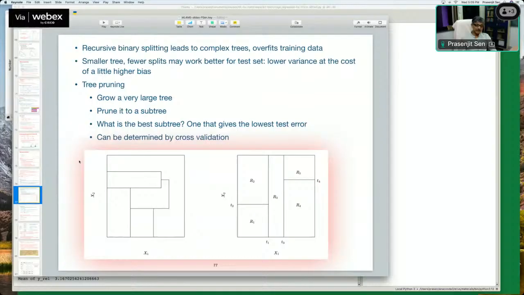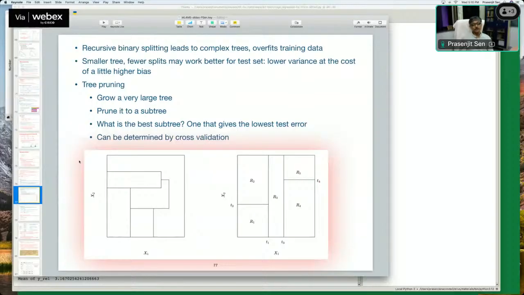So one of the ideas used in this class of methods, the decision tree methods, is what is called tree pruning. You grow a very large tree, that is, many splits and many leaves, and then you prune it to a subtree. So you remove some of the splits and build a smaller tree, starting from a very large one. Okay, after you have pruned some parts of the large tree.